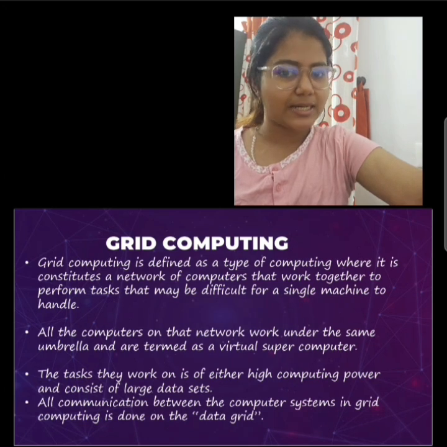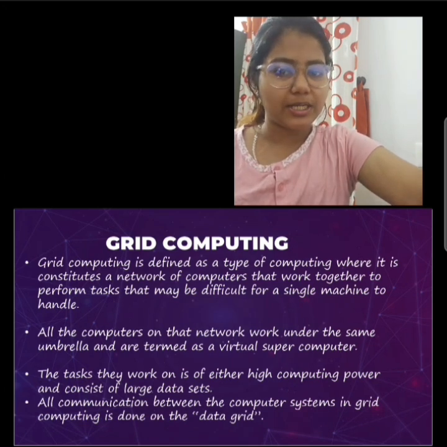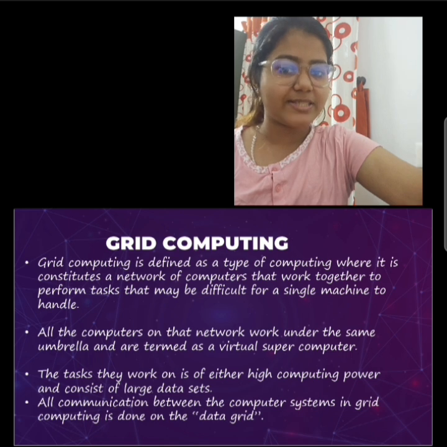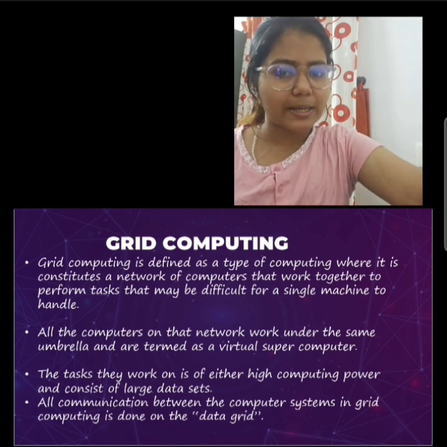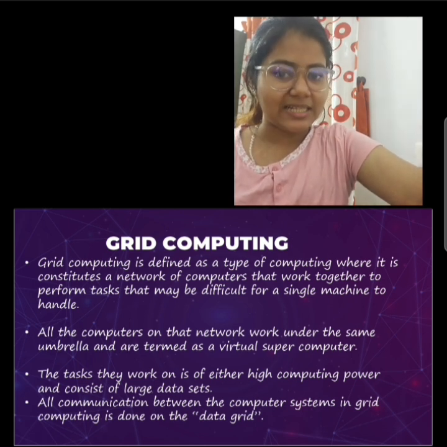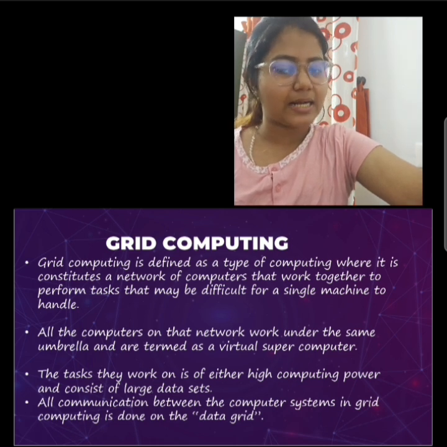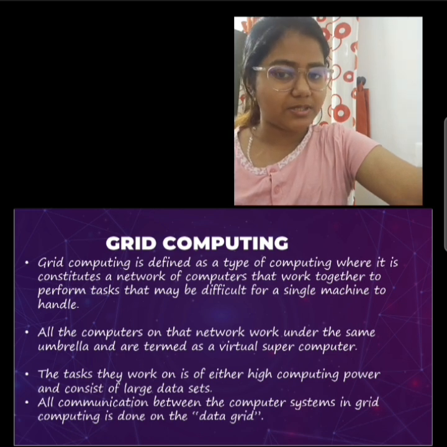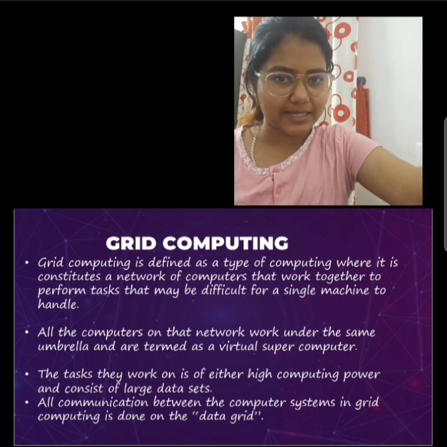So the next topic is grid computing. Grid computing is defined as a type of computing that constitutes a network of computers that work together to perform tasks that may be difficult for a single machine to handle. All the computers on that network work under the same umbrella and are termed a virtual supercomputer. The tasks they work on require high computing power and consist of large data sets. All communication between the computer systems in grid computing is done on the data grid.